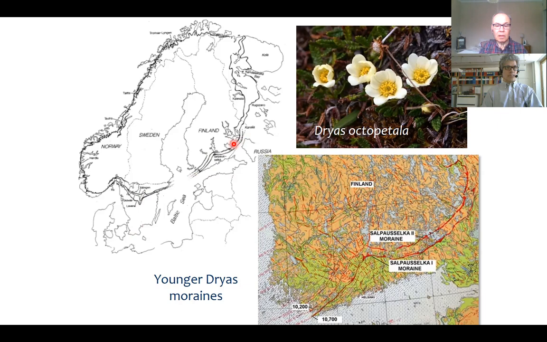And the Younger Dryas moraines can be followed around the Fennoscandian Peninsula, Finland, Sweden, Norway. You can almost walk on them all the way. And in Sweden, they're most prominent mainly in the western part. And in Finland, we have two or three parallel lines of Younger Dryas moraines, which are called the Salpausselkä moraines. Anyway, they are very prominent in southern Finland.